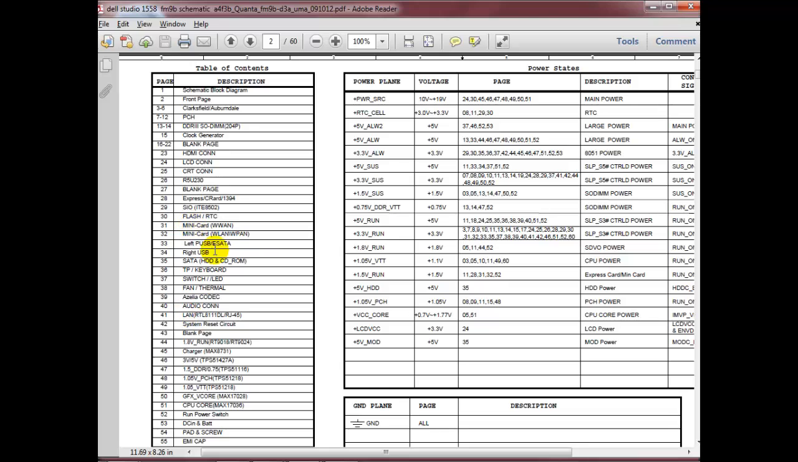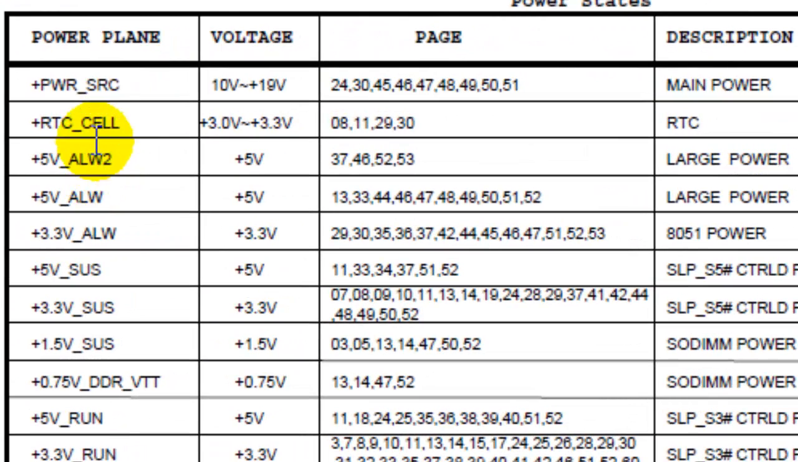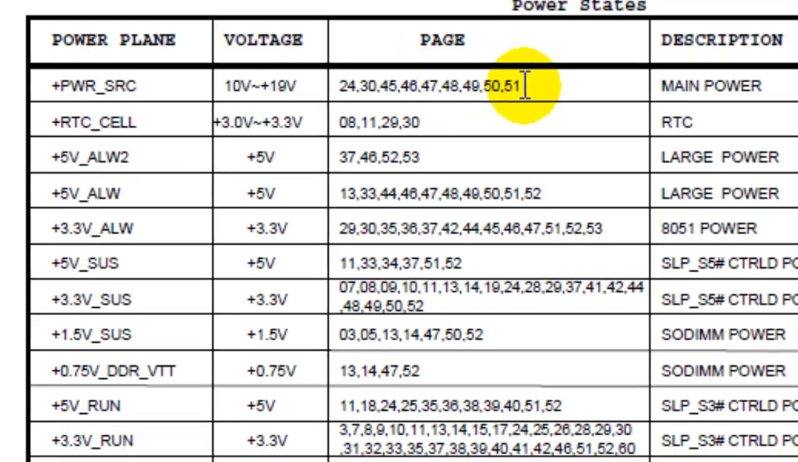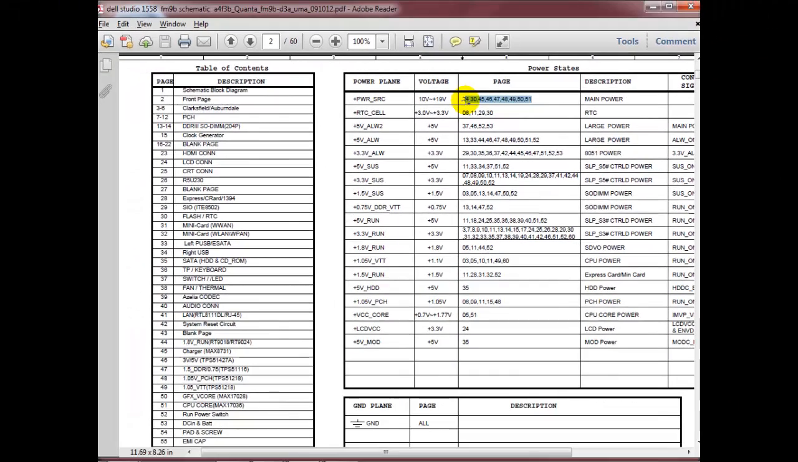All those points which connection. If you have a SATA problem, you can go to page number 35 and find the problems: touchpad, keyboard, switch, LED, all those problems. And here is a power supply plan. Suppose power SRC is going on which page, so here it is written. If it is written on 24, we can understand 24 is for the LCD connection.